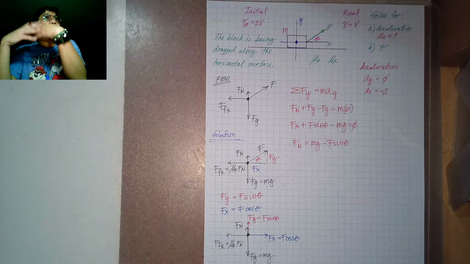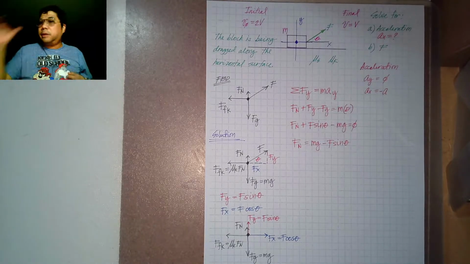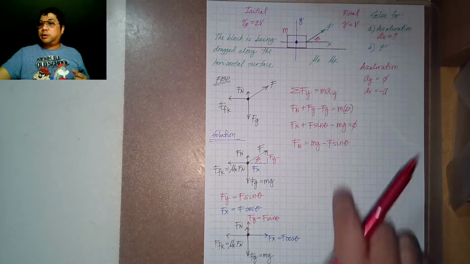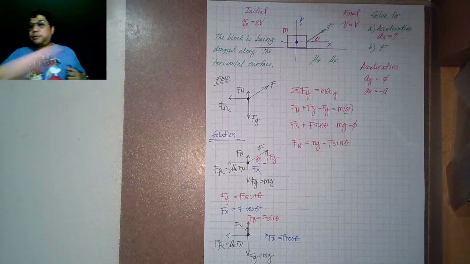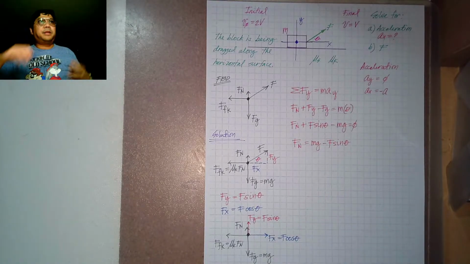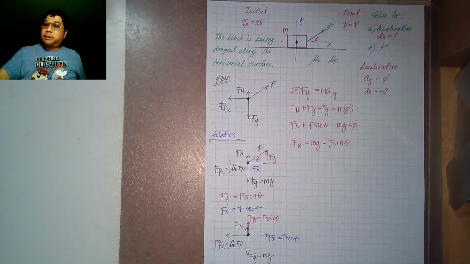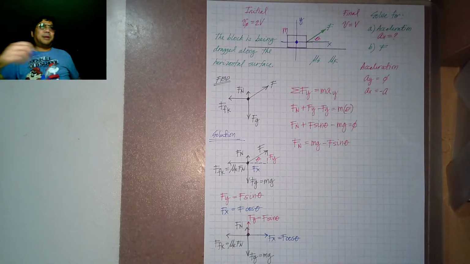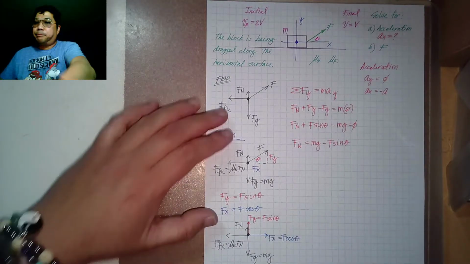I know I've been doing it for the past couple of videos, and I'm not so sure if I've mentioned it, so I'm just trying to add it as an additional explanation. So Fn, the normal force, is simply the difference between the force of gravity, or the weight, and the vertical component of the applied force F, which is F sine theta.